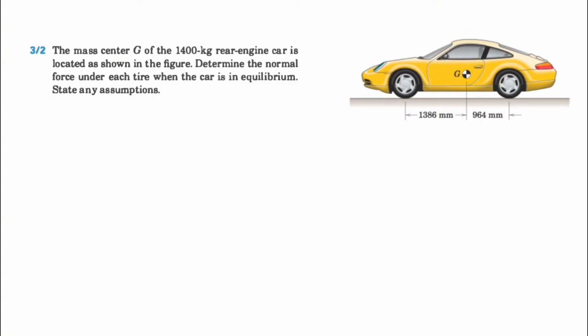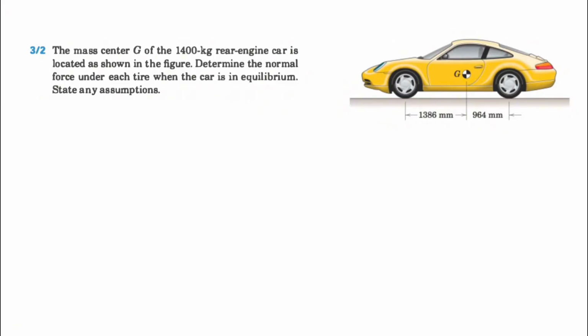We're going to be solving another question from chapter 3 of Meriam textbook. The mass center G of the 1400 kilogram rear engine car is located as shown in the figure, and we need to determine the normal force under each tire when the car is in equilibrium, and we have to state any assumptions that we have.